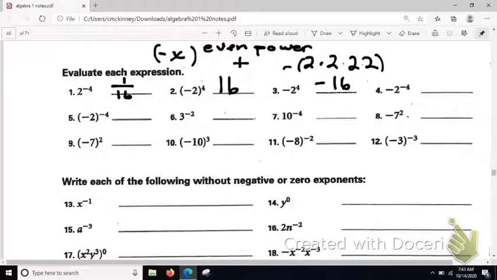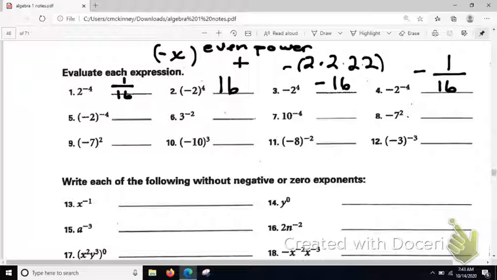And then number 4 is kind of a combination of the two things. I see a negative exponent. I know I'm going to have a fraction. And there's a negative out front, so I know the whole thing is going to be negative. And then my 2 to the 4th is 16. Yes, those can be a little tricky. All right.